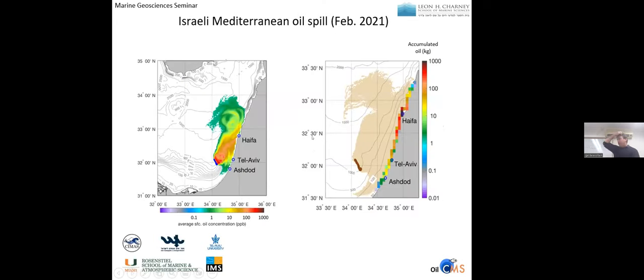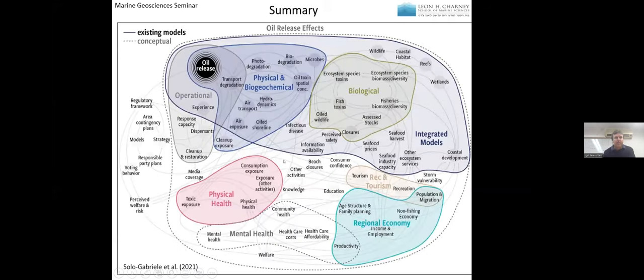And we are now working on trying to understand the impact on the different organisms, the marine ecosystem. This is work in progress that hopefully will be out soon. To summarize, in this work, as I explained, the Sea Image Consortium tried to connect and model all the aspects of the impacts of oil spills. And in our work, we covered some of these aspects.